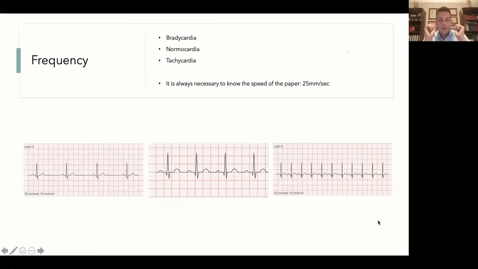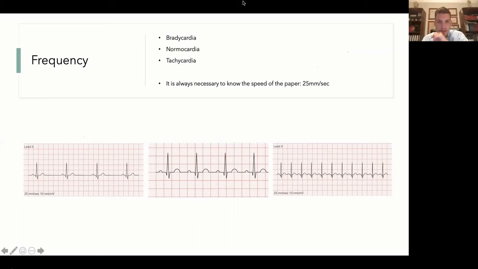Now, frequency. Frequency, is it fast, is it slow, or is it normal? We said that the SA node fires at the rate of 60 to 100, so let's say 60 to 90. In those 3 ECG strips, you can see that the amount of boxes between the QRS complexes differs a lot. Actually, from 6 here, to 4 here, to 2 here. 2 big boxes that contain 5 smaller ones. So as you can tell, the heart rate is of course different.